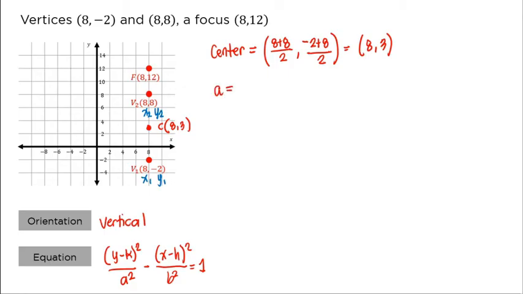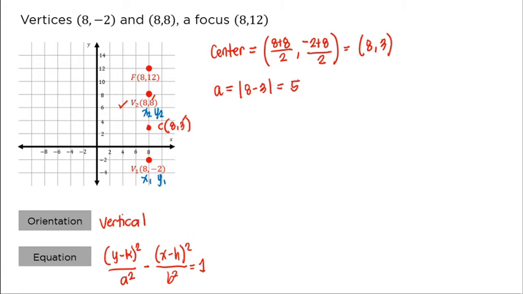Now, suppose I will just take V sub 2. Since V sub 2 and the center are vertically aligned, I can solve for A by taking the absolute value of the difference of the y coordinates. So from that, we have 8 minus 3, which is equal to 5. So we have A equal to 5.